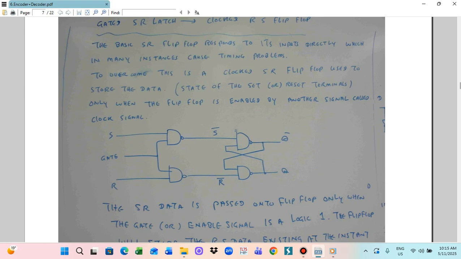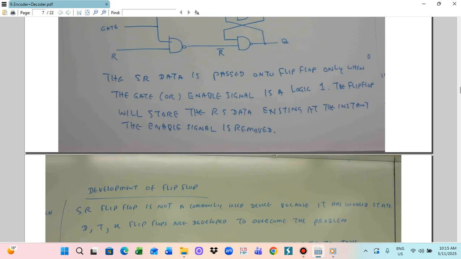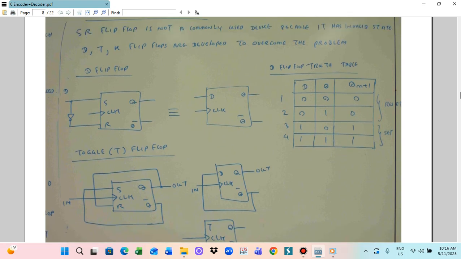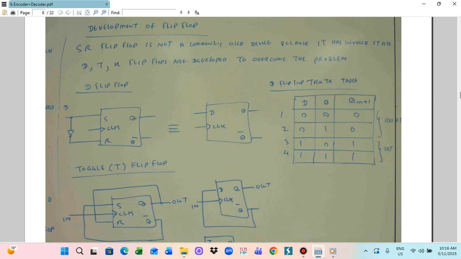So the flip-flop needs to be improved. The latest developments are the D flip-flop, T flip-flop, and the JK flip-flop. I also give you the circuit diagram and the schematic, and there is a truth table for the T, J, and D flip-flop.